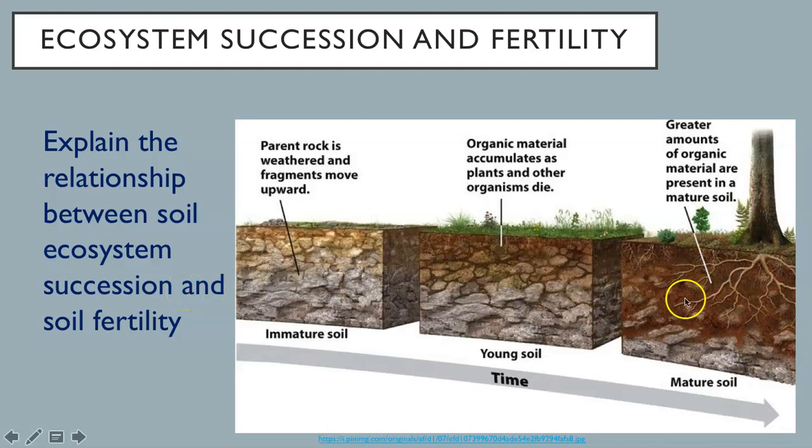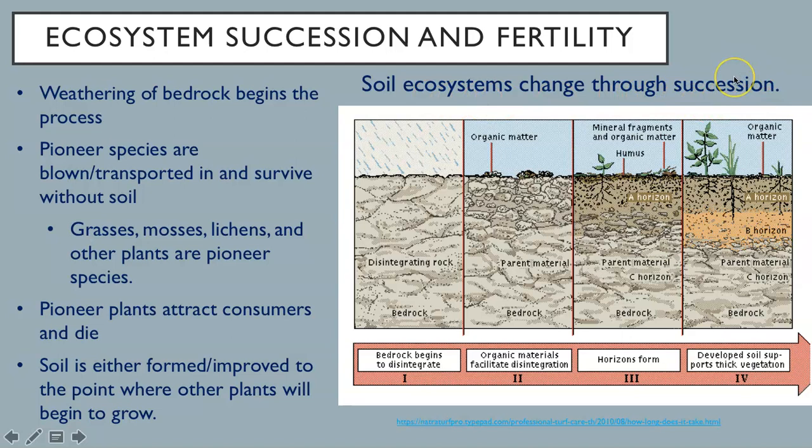Soil ecosystems change through succession. It begins with the weathering of bedrock. The bedrock begins to break up and disintegrate into parent material, or what will become the C horizon. Pioneer species are blown or transported in, and they are able to survive without soil. Recall that pioneer species include grasses, mosses, lichens, and other small plants.